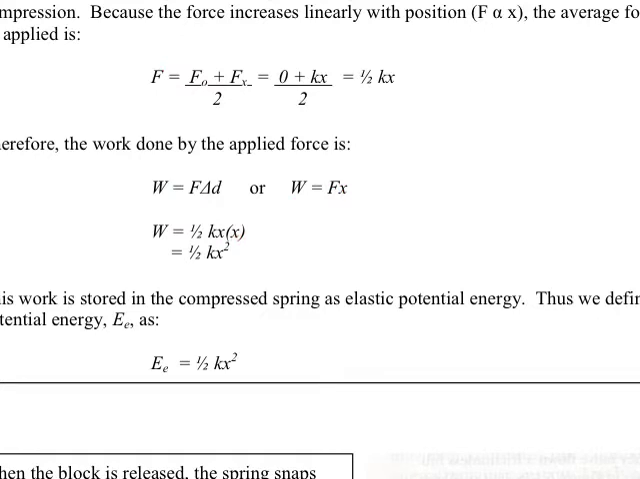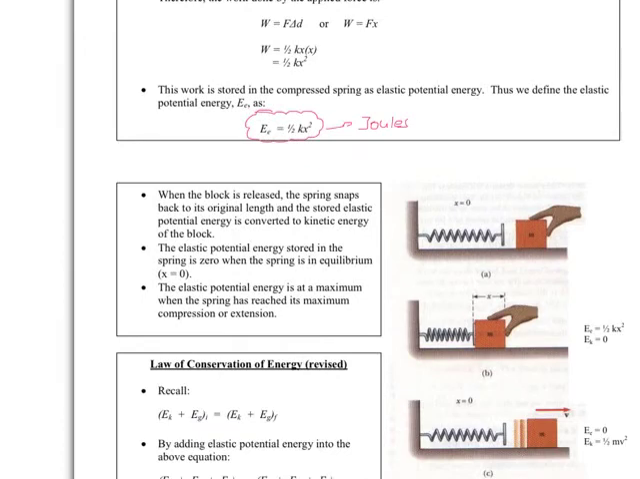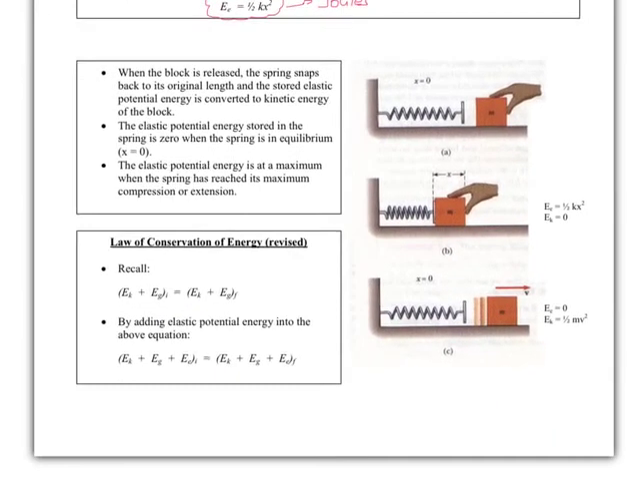And in this case, the work that's being done is a result of elastic potential energy. So the equation for elastic potential energy is simply 1/2 kx squared. Once again, this will also be measured in joules. Okay, so what have we talked about so far? Well, we've talked about kinetic energy, gravitational potential energy, and now elastic potential energy as well. So how can we use this elastic potential energy in certain problem-solving questions? Well, let's see if we can do some examples here.